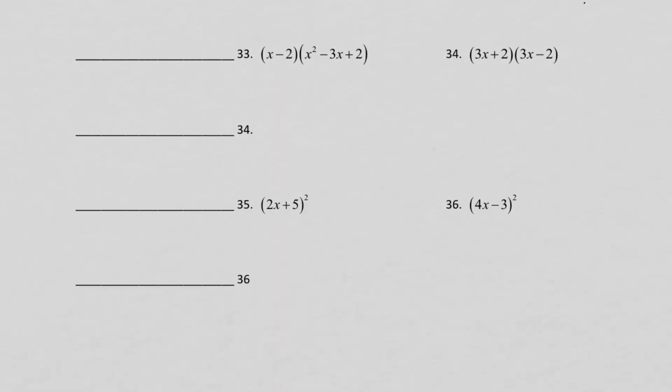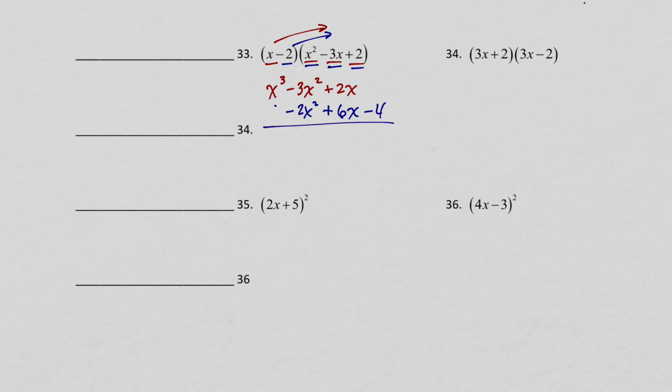Here I'm going to have to use binomial multiplication. So I'll start with the x and distribute that through. When I multiply by that, I get x cubed. When I multiply by that, I get negative 3x squared. And when I multiply by that, I get a positive 2x. Then I'm going to move on to the negative 2 and distribute that through. When I multiply that by that, I get a negative 2x squared, and I'll put that there. When I multiply by this, negative 2 times negative 3 is a positive 6x. And when I multiply by this, we get a negative 4.